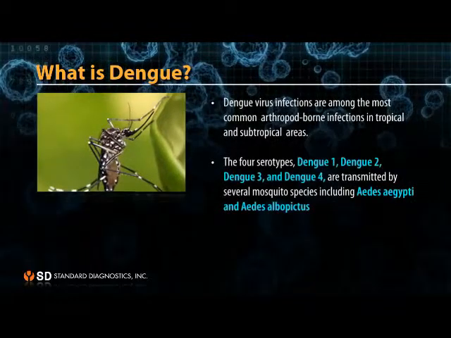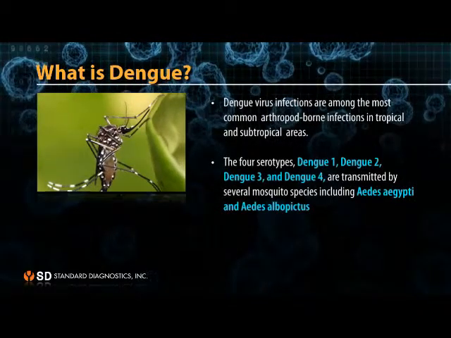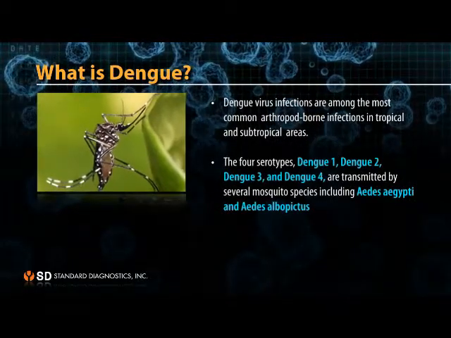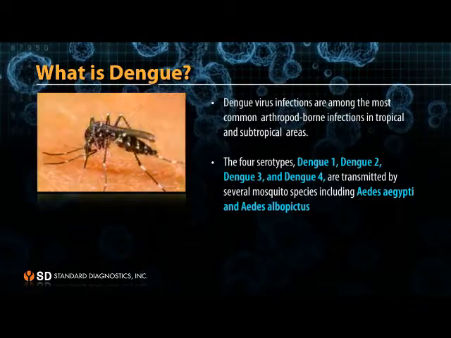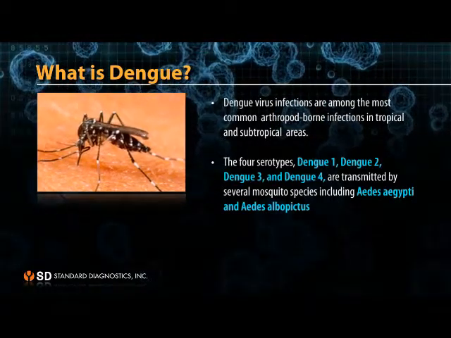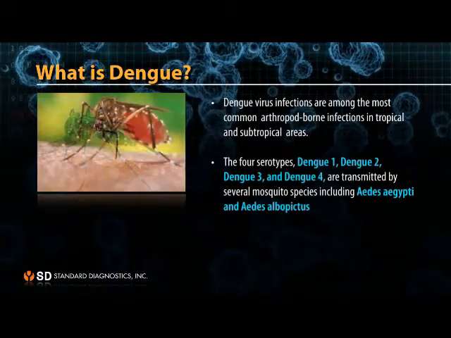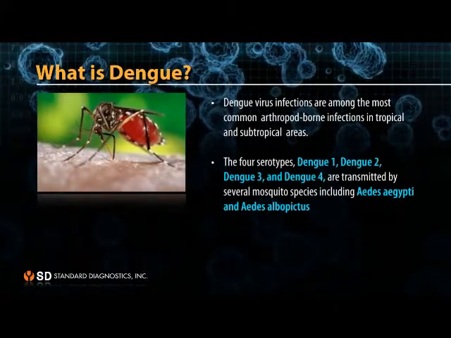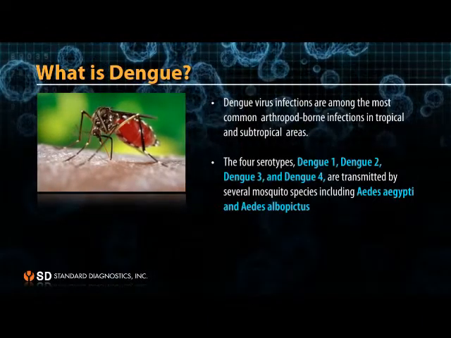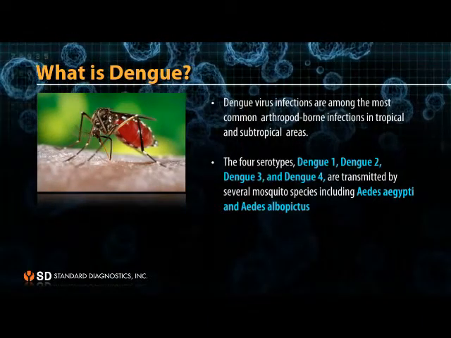Dengue virus infections are amongst the most common arthropod-borne infections in tropical and subtropical areas. There are 4 dengue serotypes: Dengue 1, Dengue 2, Dengue 3 and Dengue 4. They are transmitted by several mosquito species, including Aedes aegypti and Aedes albopictus.